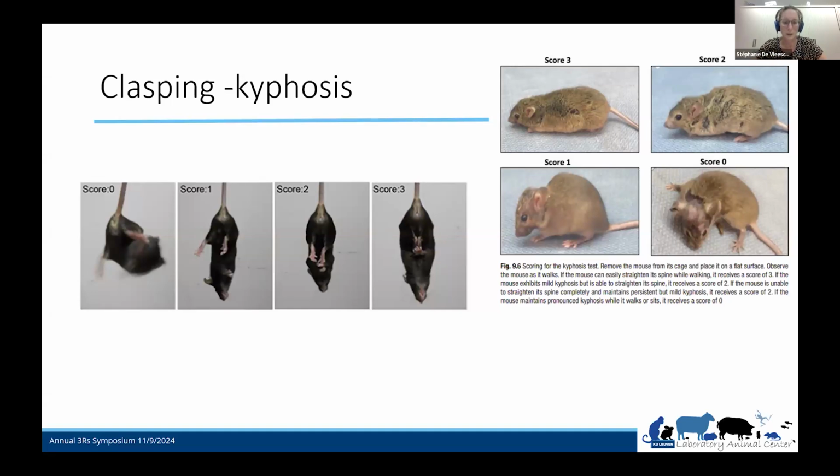So that's really an easy to perform test, which you can include in the monitoring of the animal. On the right side, you can see the kyphosis test, and here it's the other way around in this picture. You see score 3 is a normal mouse. If you put it on a flat surface, it should elongate or take in a normal position, while if something is wrong, it will stay in this hunched position.